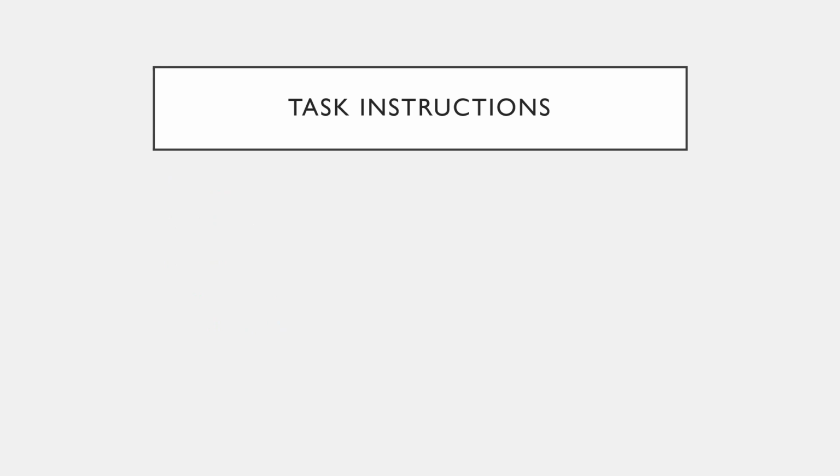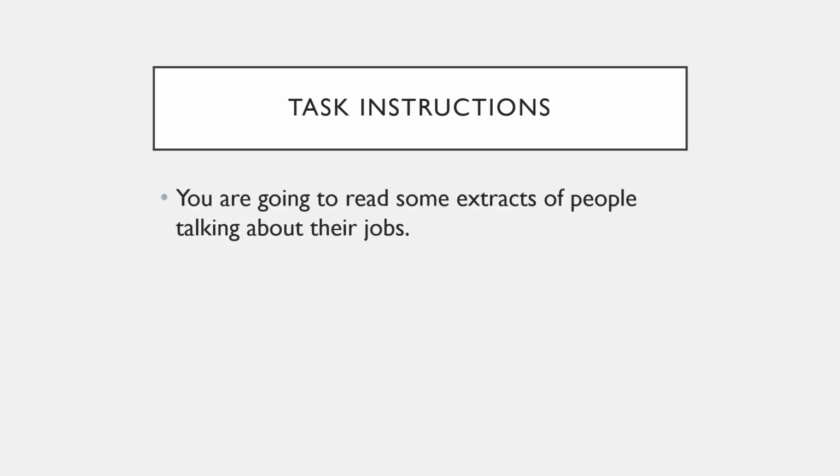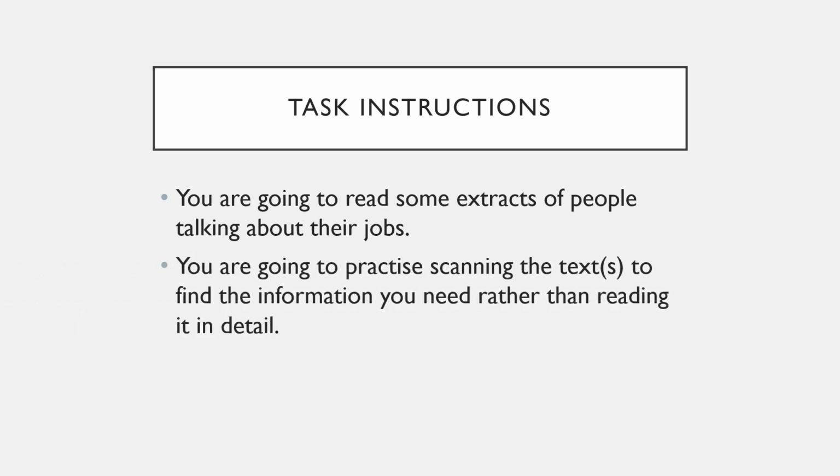Now that we've practiced reading for gist and reading for information, it's time to try another practice task. But before you begin, let me explain what you need to do. Over the next 3 pages, you're going to look at some extracts of people talking about their jobs. You need to scan each text to find 2 particular pieces of information, rather than reading them in detail.